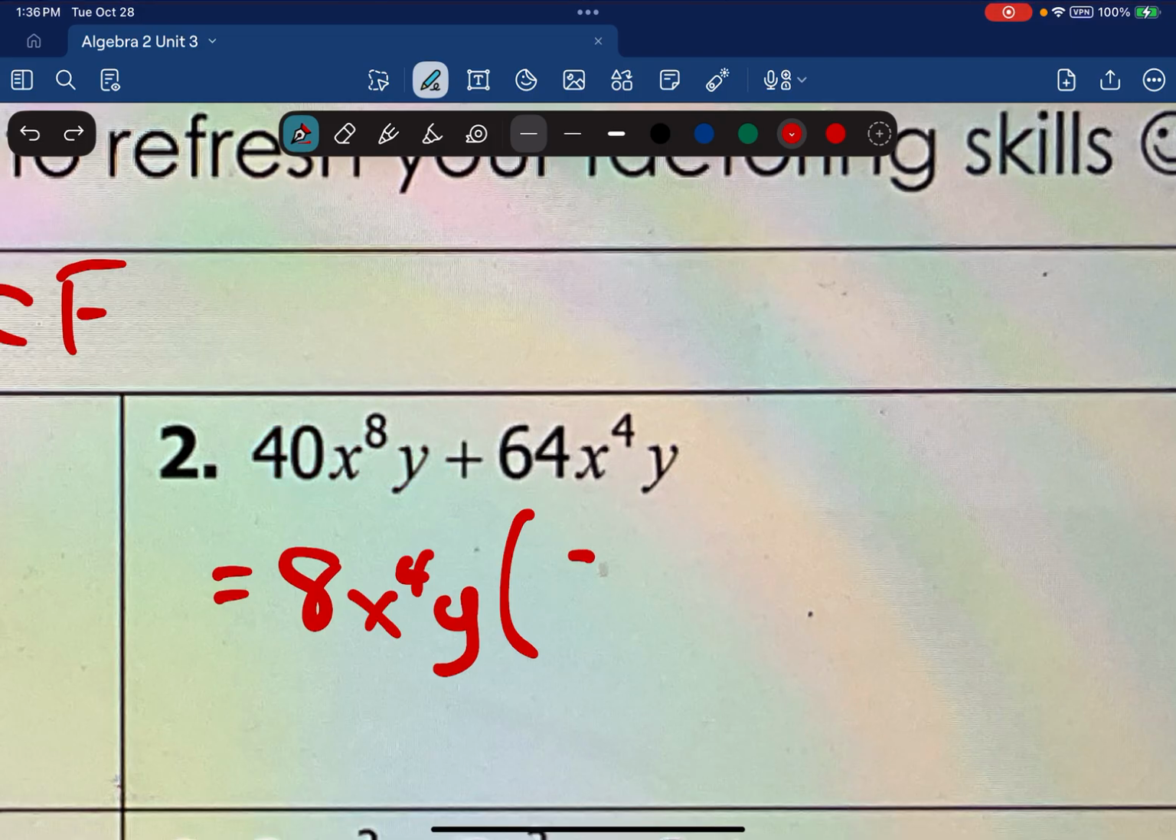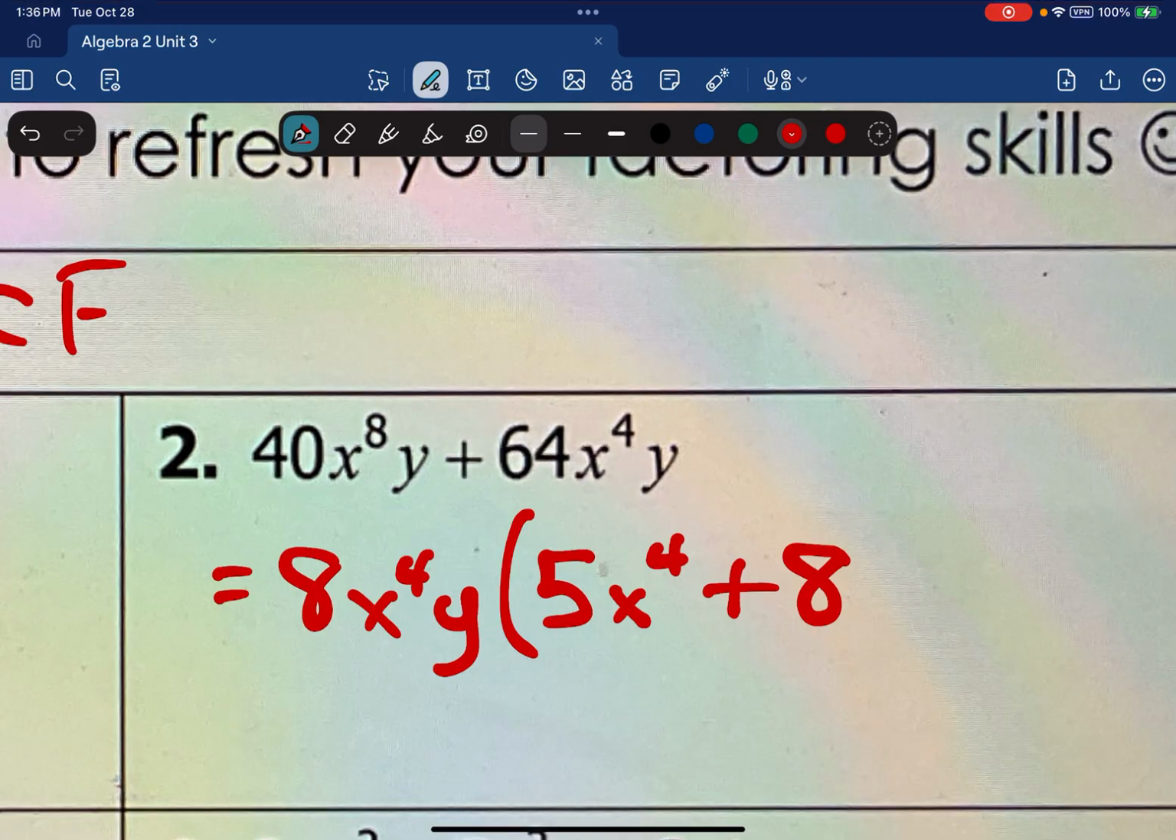X to the 8th divided by x to the 4th. When we're dividing variables with exponents, remember we're just subtracting the exponents. So x, 8 minus 4 would be 4, so it's x to the 4th power. And finally, y divided by y is 1, so I'm not going to write that 1, because 5x^4 times 1 would still be 5x^4. Next, 64 divided by 8 is 8.